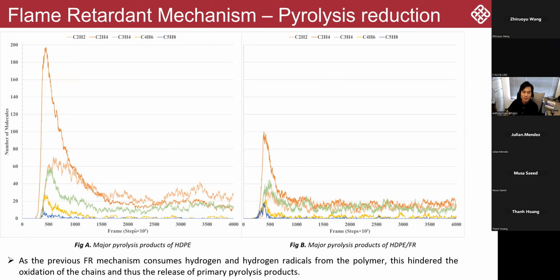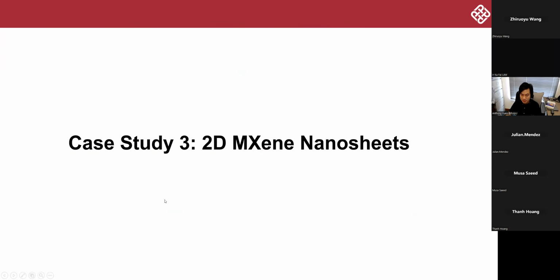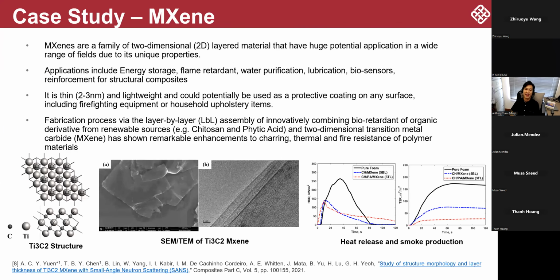So if you compare apple to apple between a neat high density polyethylene and a flame retardant one with the intumescent coating, you can see that the number of hydrocarbon molecules is significantly reduced, almost by half. And the flammability reduction may be even more than that.